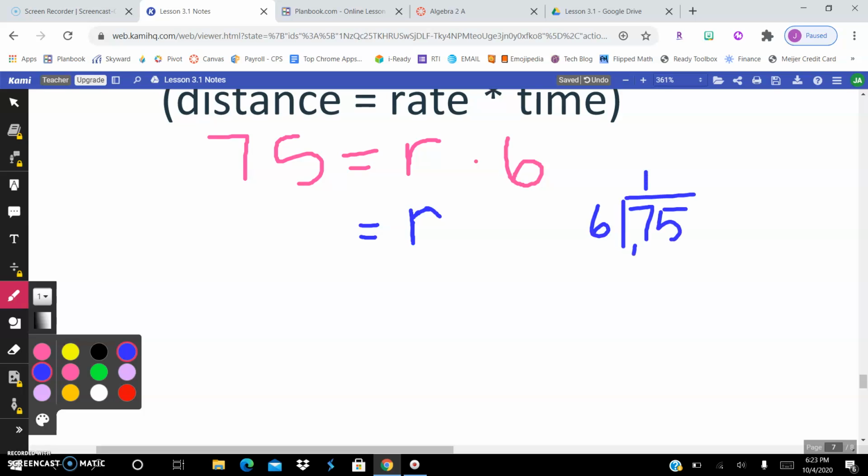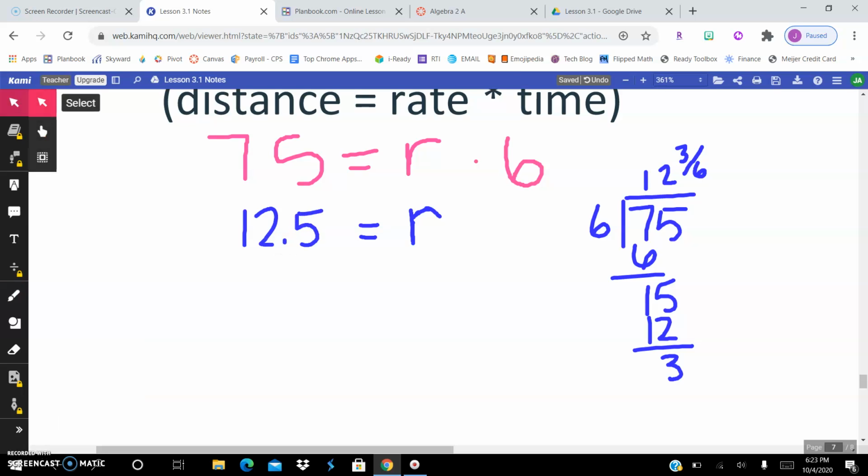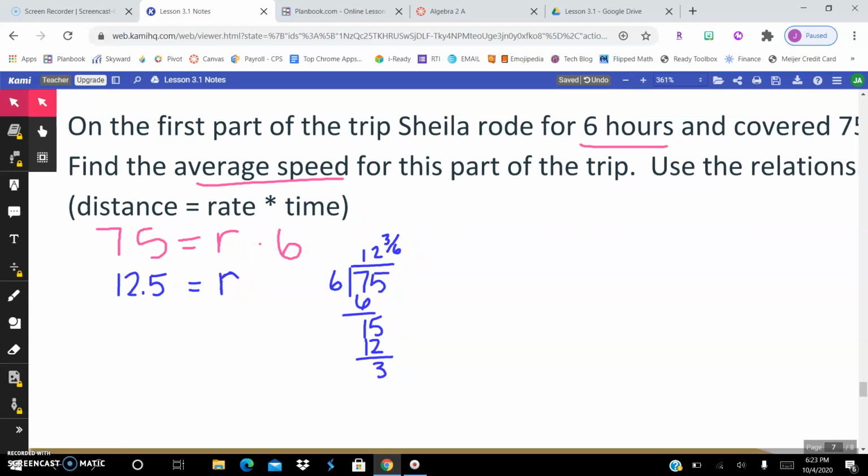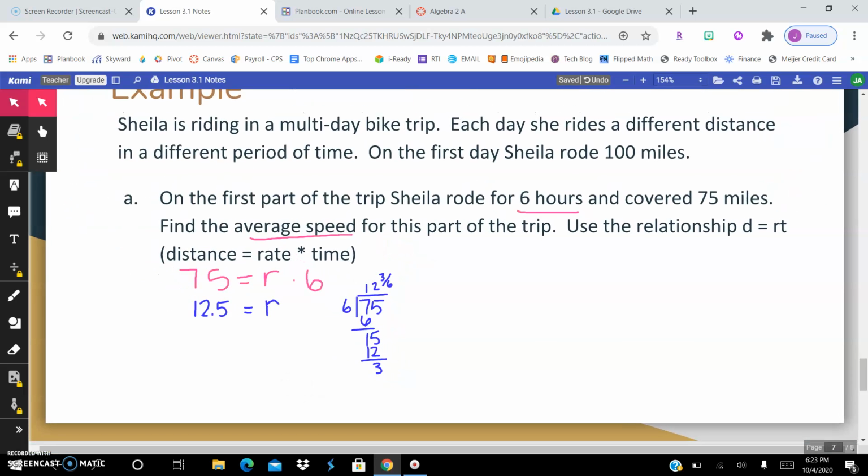6 goes into 7 once with 1 left over. Bring down that 5. 6 goes into 15 twice. That would be 12 with 3 left over. So our remainder is 3. Our denominator would be the 6. 3/6 reduces to 1/2. So this would be a 12.5. And if we look back in the problem, looks like miles and hours is what we were talking about. So Sheila was riding at 12.5 miles per hour on her bike trip.